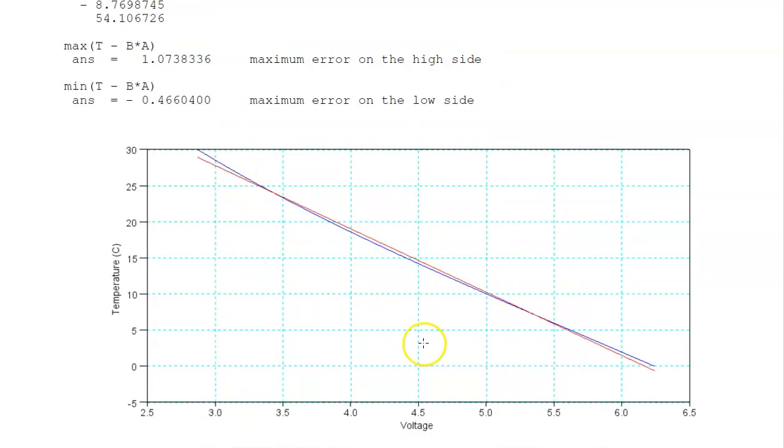So now if I can measure voltage, I can tell you what the temperature is based upon that linear curve fit. There's a little bit of difference in the two. That's the error. The error is occasionally 1 degree low or 0.4 degrees high. So there's the error in the linear curve fit.